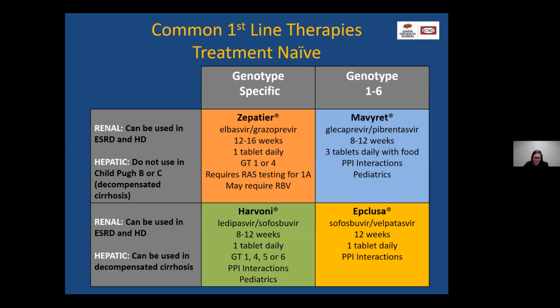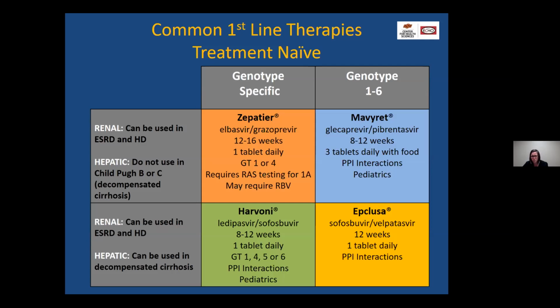The bottom right is Epclusa, and that one is 12 weeks. It's 1 pill once a day. And again, it has the PPI interactions like Harvoni, and it's not approved with doses greater than 20 milligrams of omeprazole. So that's something to think about.